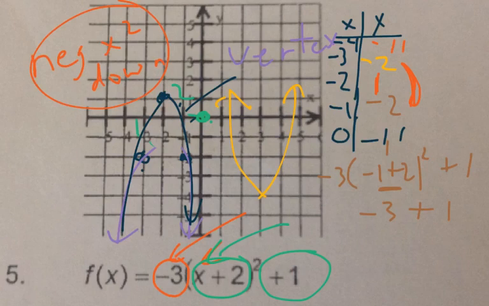But again, going back to the green. Again, good thing I double checked my family of functions. The plus 1 meant up 1. The x plus 2 meant left 2. And hopefully that all makes sense.